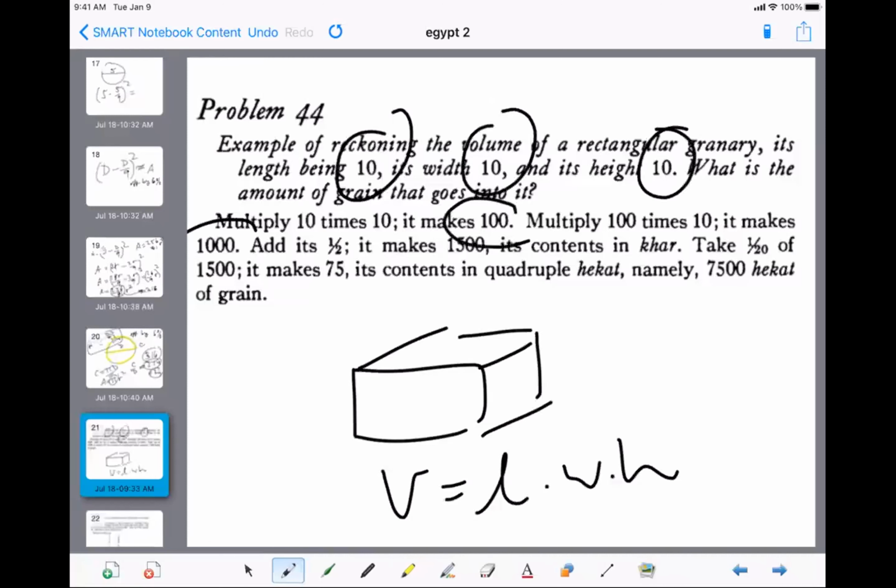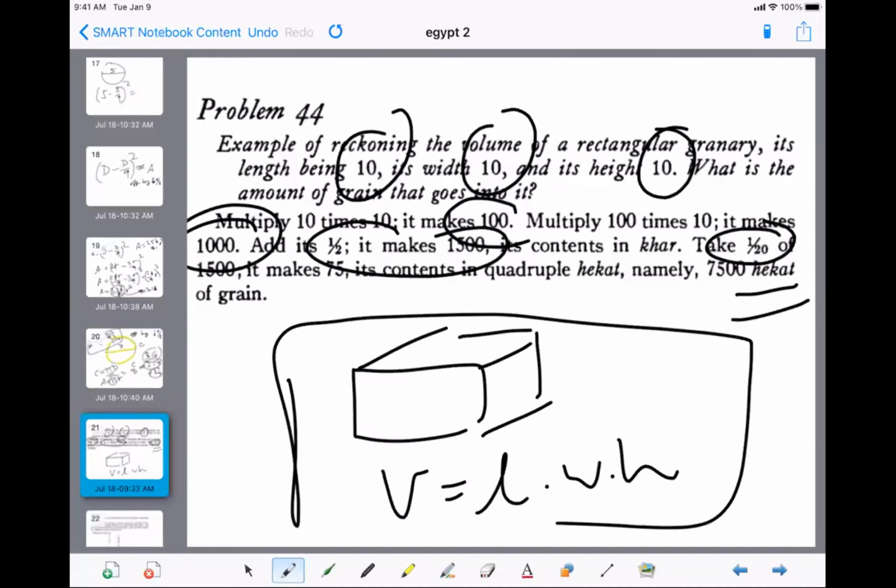Then it's funny because they convert it into a measure that they have that's called hekats, which is apparently you multiply by 7.5. But instead of multiplying by 7.5, they multiplied by 1.5 and then took 1/20th of that and then did some other stuff. But I'm not interested in you memorizing their units of measurement. So let's just say for problem 44 that they were aware of the volume, and it's the same formula that we use now.